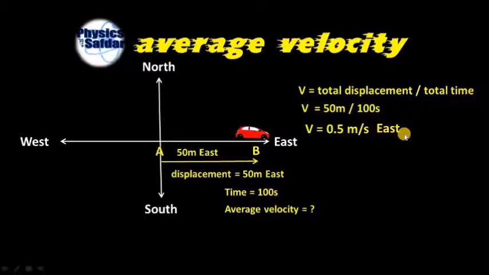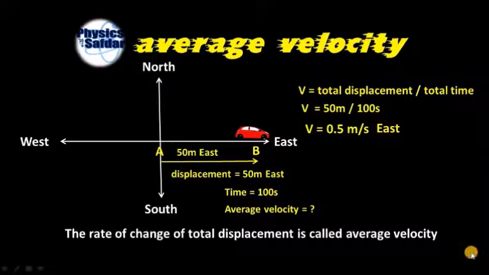Now move on to the definition of average velocity. That is the rate of change of total displacement is called average velocity.